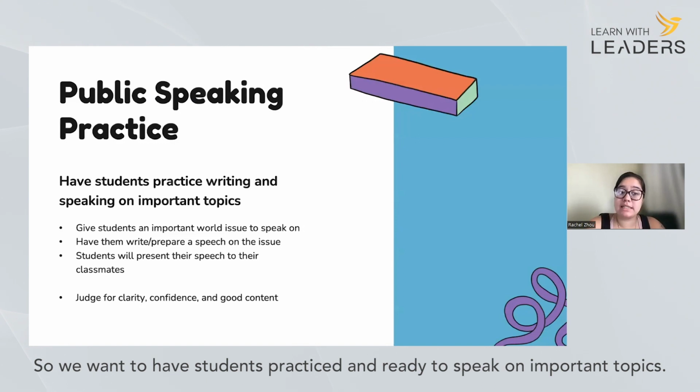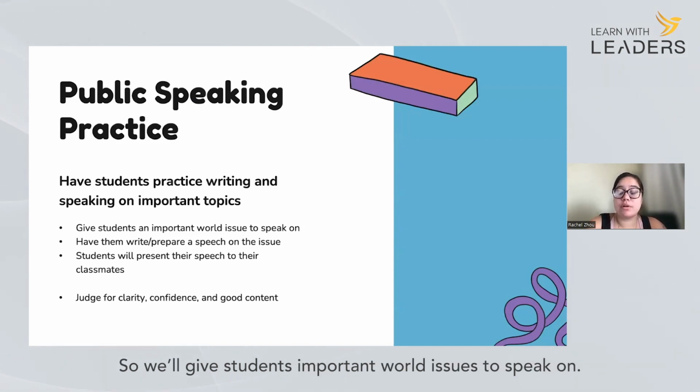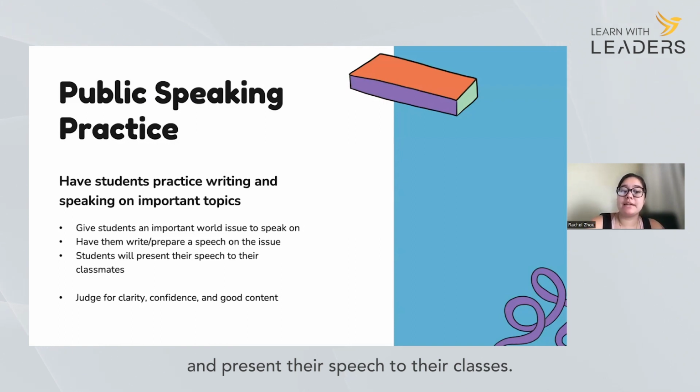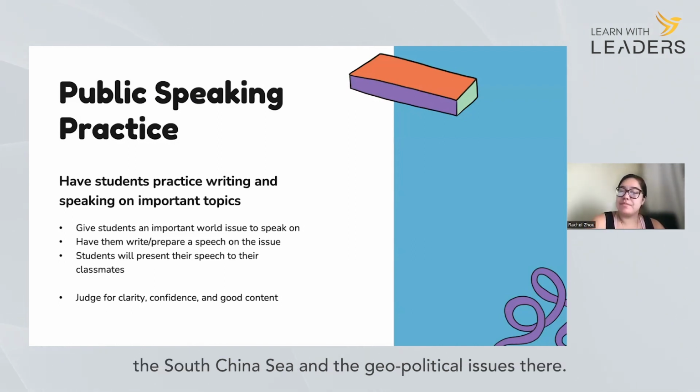Students practice writing and speaking on important topics. So we'll give students an important world issue to speak on. We'll have them write or prepare a speech on the issue and then present their speech to their classmates. For example, we might have students talking about a refugee crisis or nuclear proliferation or the South China Sea and the geopolitical issues there.